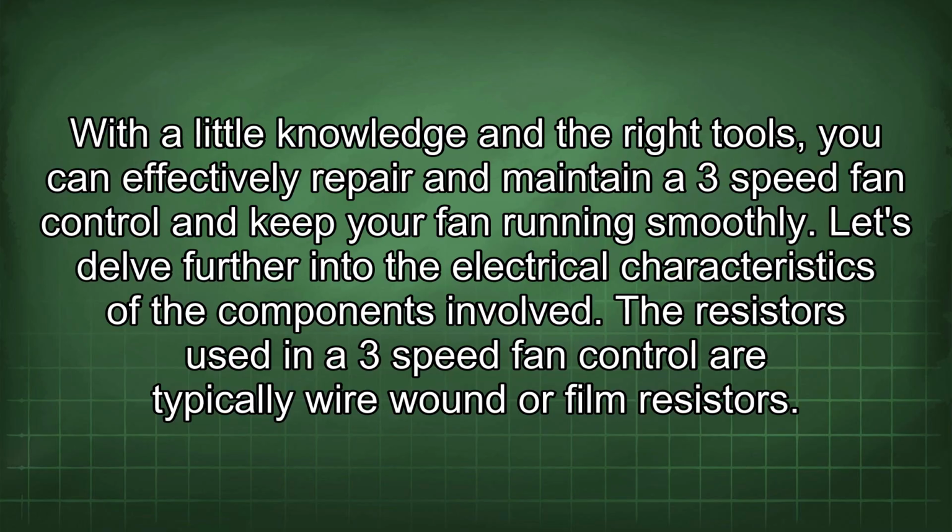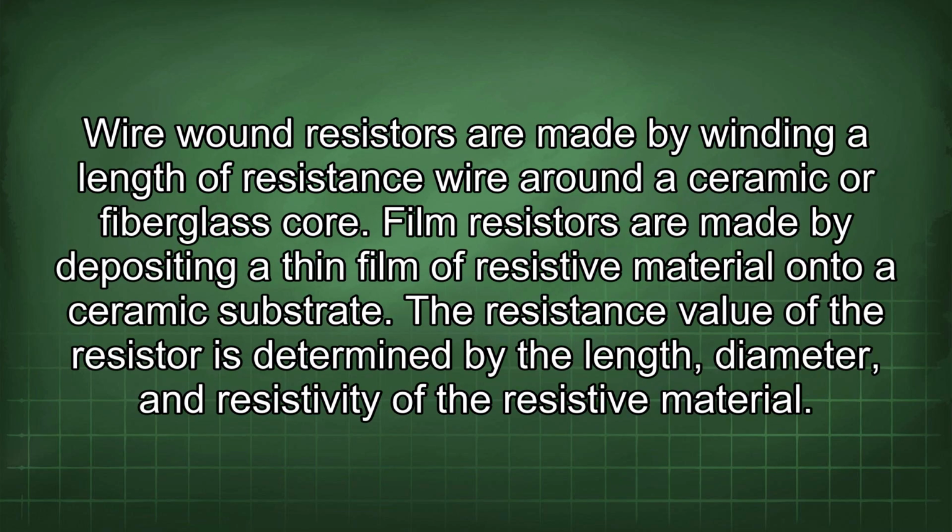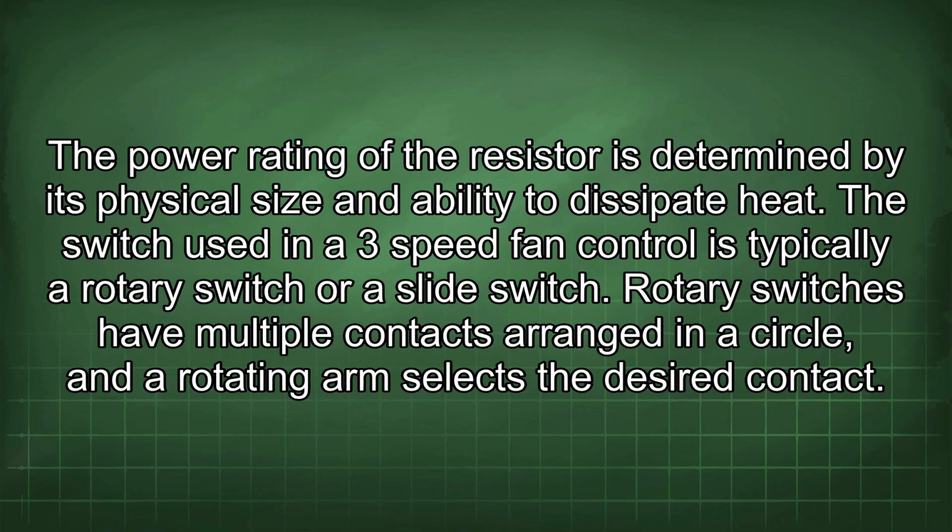Let's delve further into the electrical characteristics of the components involved. The resistors used in a 3-speed fan control are typically wire wound or film resistors. Wire wound resistors are made by winding a length of resistance wire around a ceramic or fiberglass core. Film resistors are made by depositing a thin film of resistive material onto a ceramic substrate. The resistance value of the resistor is determined by the length, diameter, and resistivity of the resistive material. The power rating of the resistor is determined by its physical size and ability to dissipate heat.